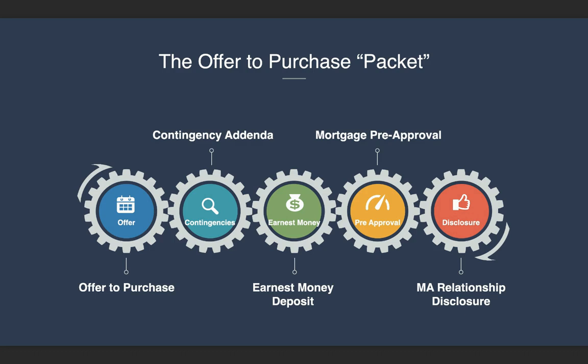The second component of the packet is on an as needed basis. You can have a contingency addendum around, say, a mortgage, an inspection, a radon, pest, lead paint type of inspection. You have a condominium documents addendum. You could have a septic addendum, and so on. These are coupled as riders, if you will, to the offer to purchase document itself.